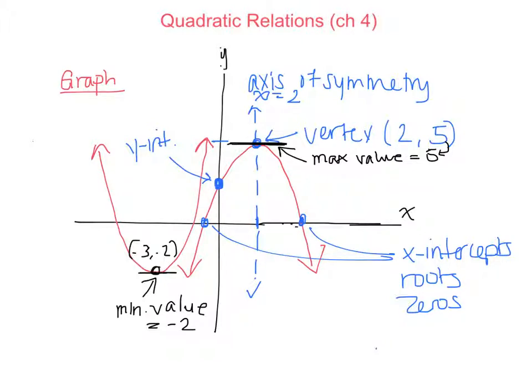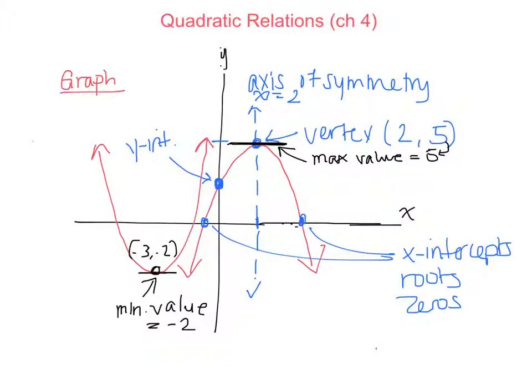So the first way you can recognize a quadratic function is on a graph. It is a parabola when it's graphed. It has an axis of symmetry, a vertex, 0, 1, or 2 roots, a y-intercept, and it also has an optimal value, which is either the maximum or the minimum value.